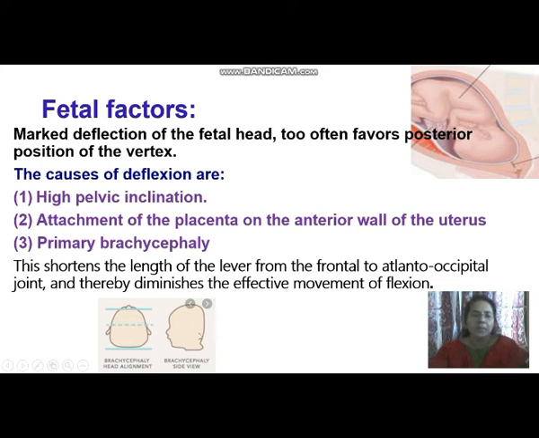You can see from this one, normally the occiput is projected, but here it becomes flat. So the normal diameters will be different. That's why it will diminish the effective movement of flexion. So that's why the head will become deflexed and the occipital posterior position will occur.